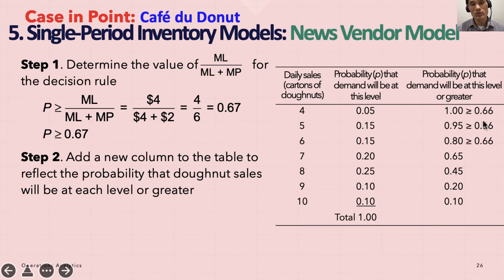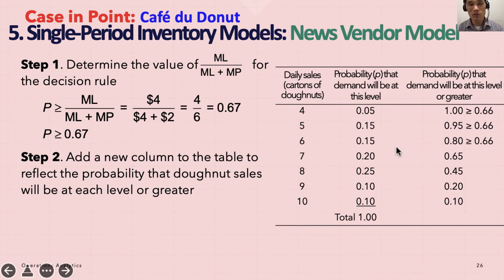category that you used. So you exclude this one, and when it is 5, it's 0.15, 0.15, 0.20, 0.25, 0.10, 0.10, and they give you 0.95 as your percentage, which is still greater than 0.67. Therefore, this is a good one.